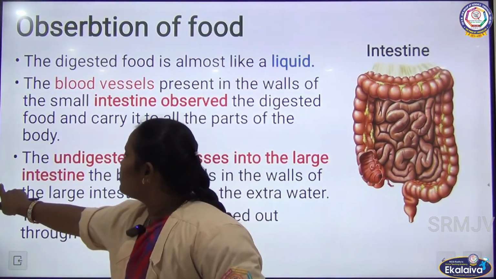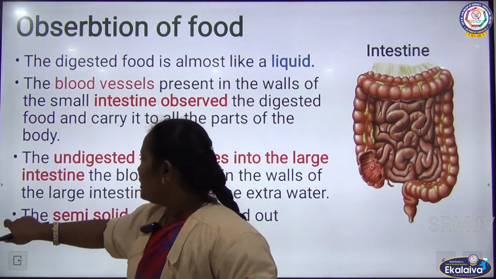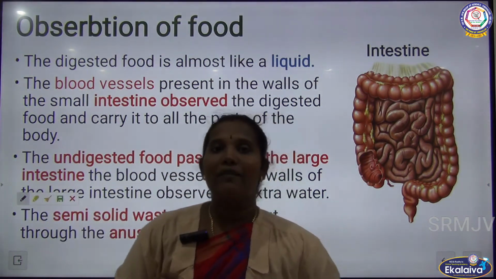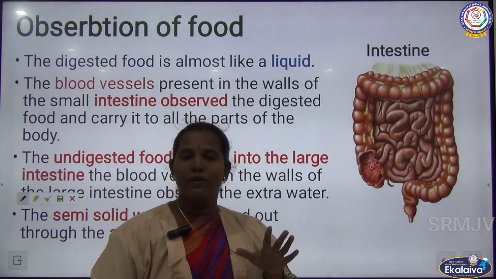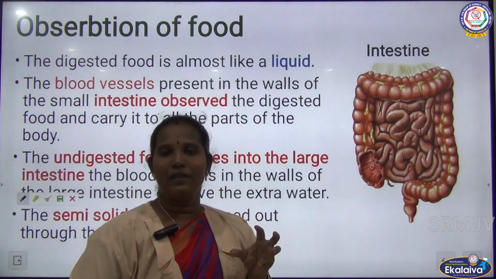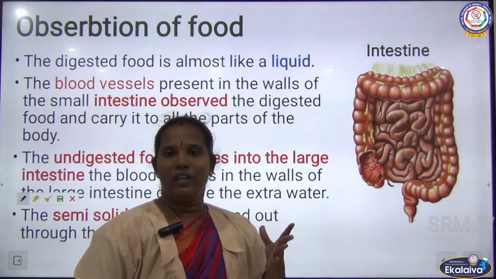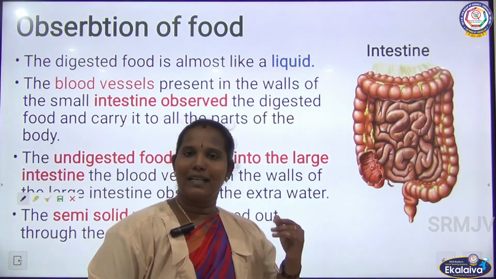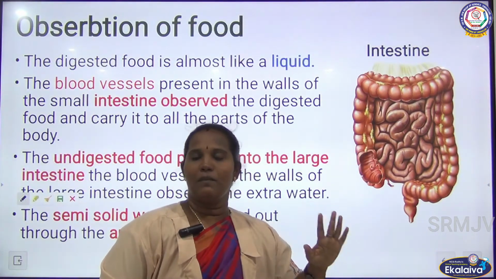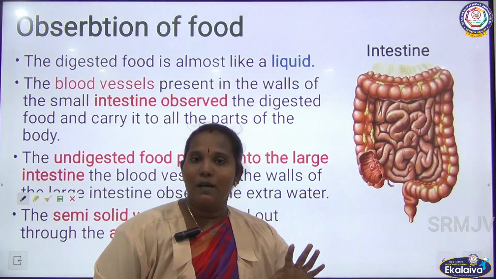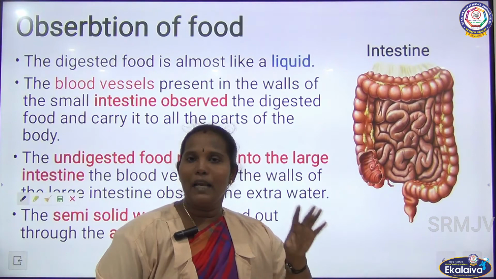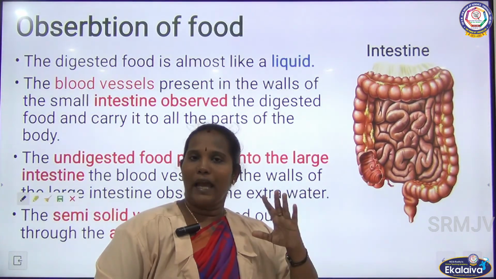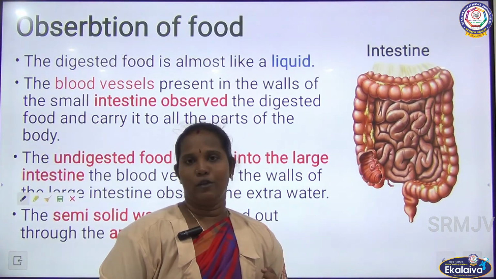See, next one is the absorption of food. I told you that after digestion, food particles have a lot of nutrients. We know very well that carbohydrates, fat, protein, vitamins, minerals and fibers, many substances, are present in the food. All these substances are absorbed with the help of the blood vessels, and then carried to the other parts of our body also, isn't it?